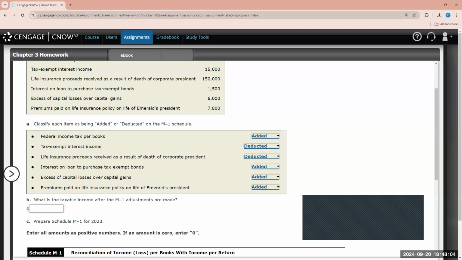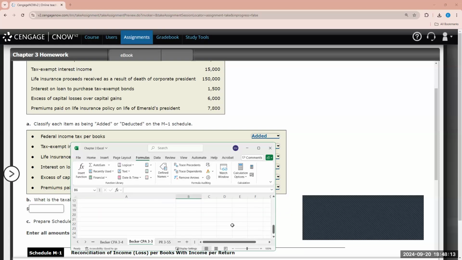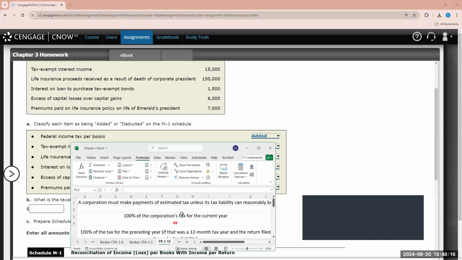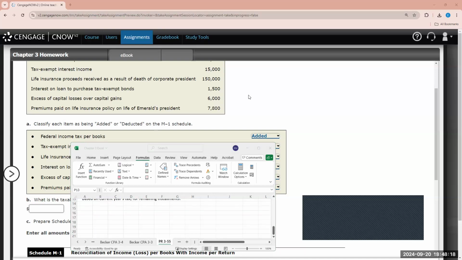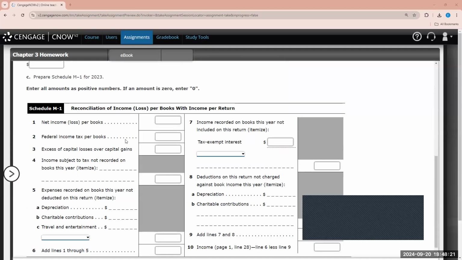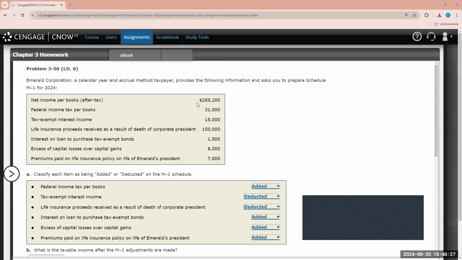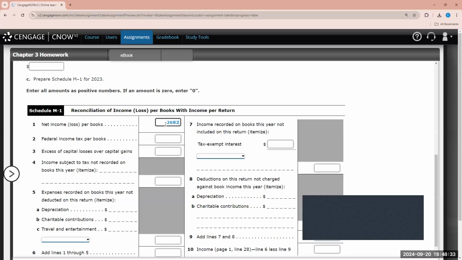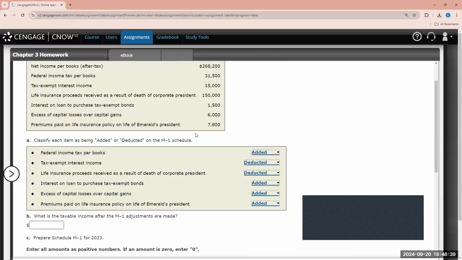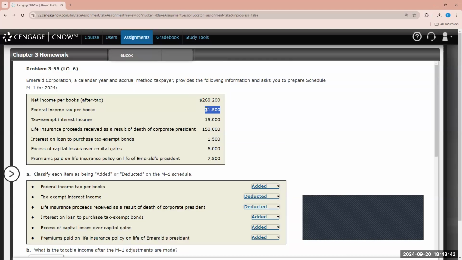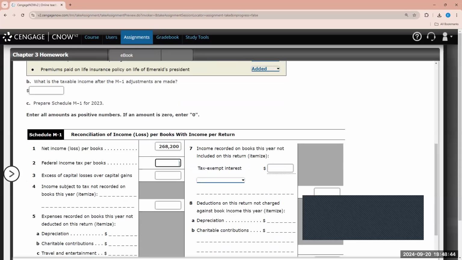For B, it asks us, what is the net income per books that is reconciled to taxable income? So how would we determine that? We get our spreadsheet, and we need to calculate the amounts. The key thing is we need to start off with our net income per books, which in this case is $268,200. From there, we need to add back our federal income taxes per books, which shows $31,500.